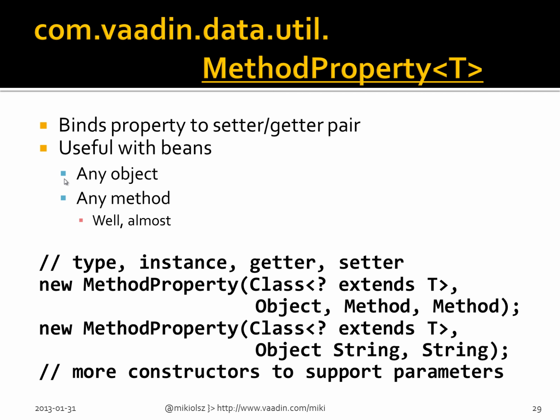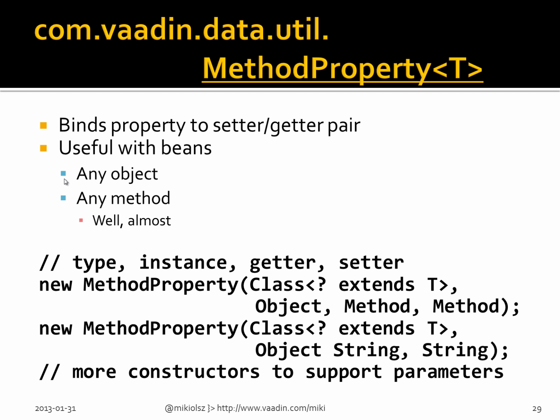Of course, you can get the value of a property from an object with methods. So there is a class for that as well. It's called method property, and it binds the property to a setter and getter of an object. This is very useful with Java beans, or basically any object and any method that you just define. In the basic form, the constructor takes 4 parameters, so it's a type of the property, the instance of the object to get the property from, and the setter and getter methods for that.